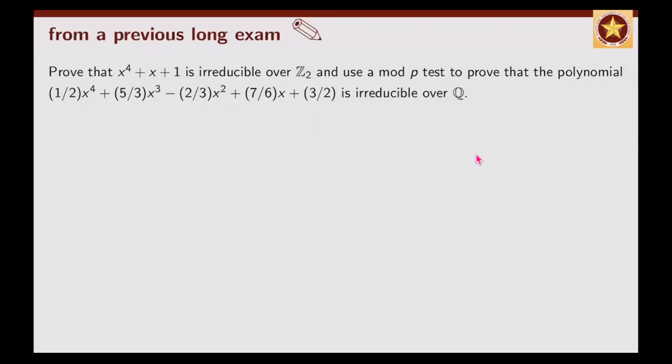Okay? So here we have the polynomial x to the fourth plus x plus 1, and we are going to prove that it is irreducible. So meaning to say this doesn't have a non-trivial factorization over Z sub 2. And then we're going to use this fact and use a mod p test to prove that the following polynomial is irreducible over the rationals. Ito mismo yung nasa exam na pinagkuhanan ko. And we will see how can we solve that.